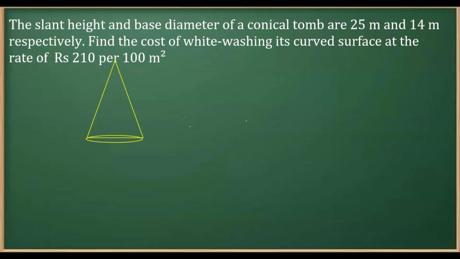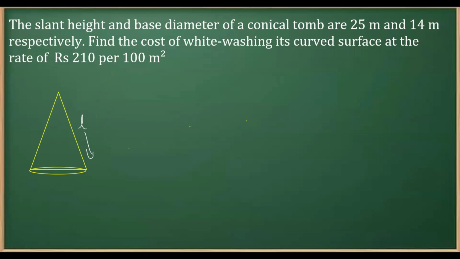All right. So once we have this structure, we can write down the information. So we can see the slant height. This part is slant height and it is mentioned as 25 meter. The diameter is 14. So we know that the radius is half the diameter. So half of 14 is 7 meter. Now what we have to get is the curved surface area.